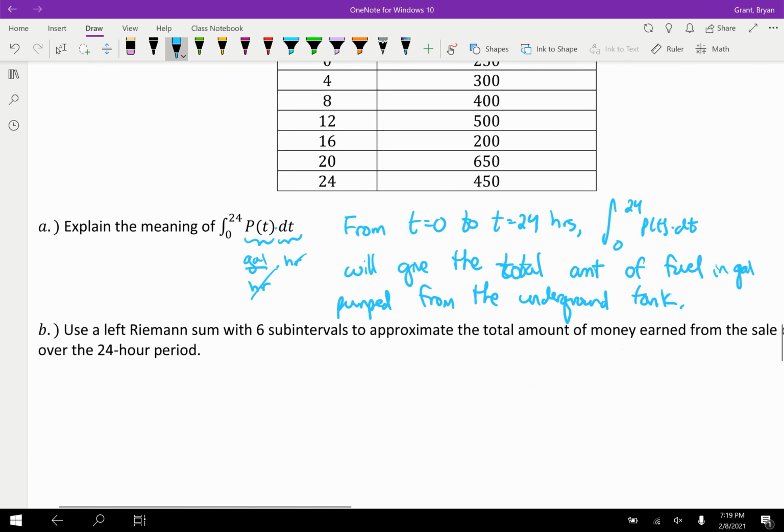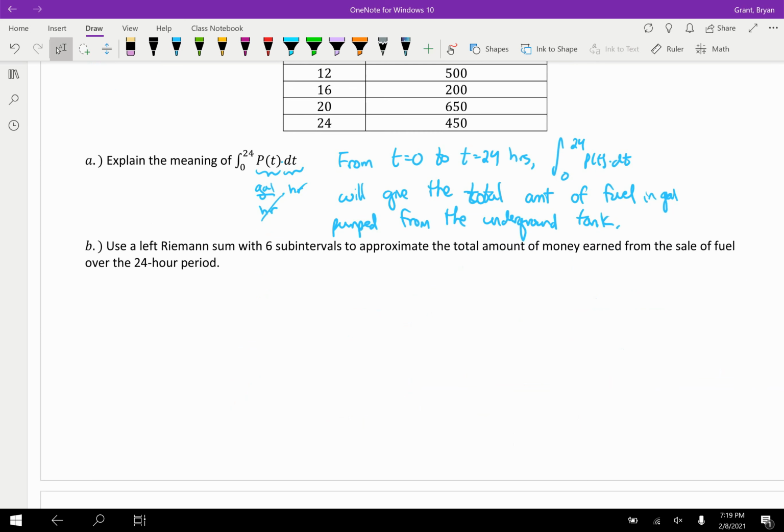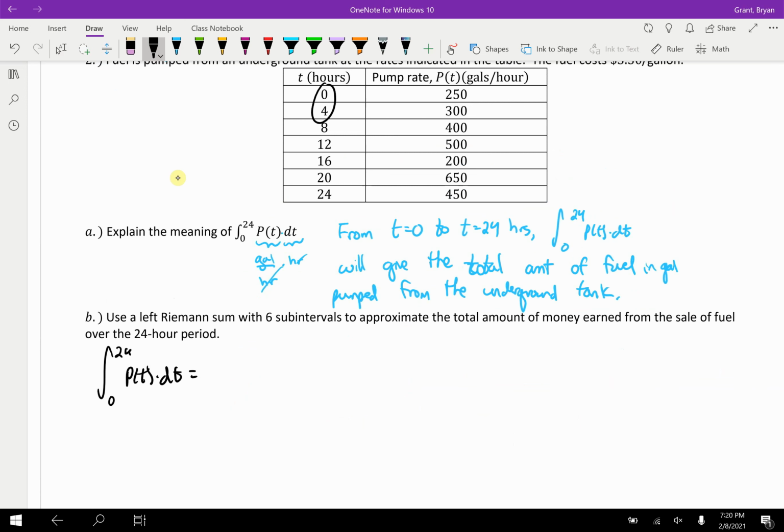All right, use a left Riemann sum with 6 subintervals to approximate the total amount of money earned. We always start with an integral. Integral 0 to 24, P of t times dt will give us a final unit of gallons. And we're going to go through and take a look at this. Now we should look at the base first. It looks to me like the base is always going to be a width of 4. And is that 6 subintervals? 1, 2, 3, 4, 5, 6, yeah, 6 subintervals.